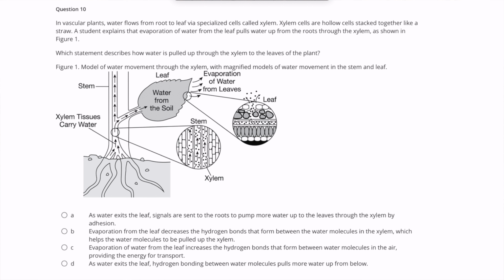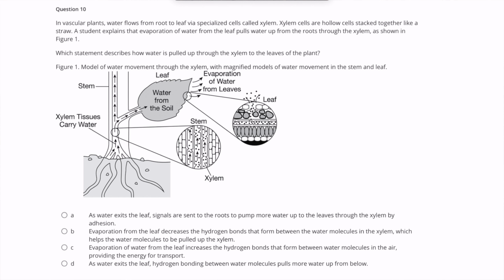So this question is saying that in vascular plants, water flows from root to leaf via specialized cells called xylem. Xylem cells are hollow cells stacked together like a straw. A student explains that evaporation of water from the leaf pulls water up from the roots through the xylem, as shown in this figure. Which statement describes how water is pulled up through the xylem to the leaves of the plant?